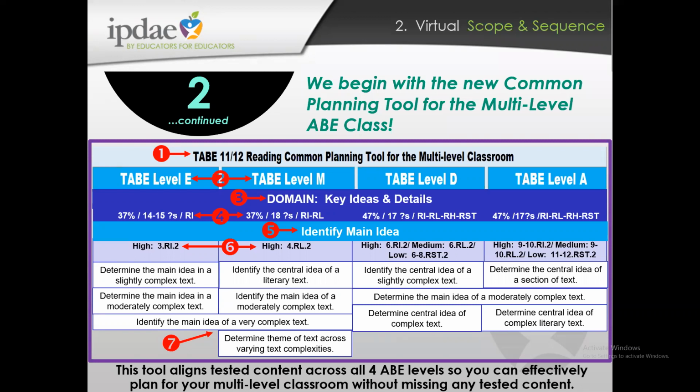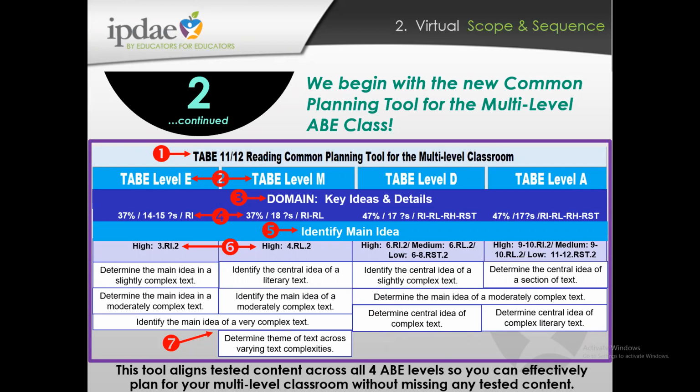Number 4 tells you the percentage of the test that is dedicated to the identified domain for each of the test levels. It's followed by the number of questions for each test level and the CCRS category. Remember, RI, for example, refers to reading informational text, and RL refers to reading literary text. Remember that? All right, let's continue. Number 5 gives you the TABE category under the domain. For example, this is the TABE section on main idea under the key ideas and details CCRS domain. Number 6 indicates the level of importance for this TABE category as outlined on the TABE blueprints. And then finally, number 7 gives you all of the TABE skills that are tested under this specific category for each of the 4 TABE test levels and puts them all side by side.